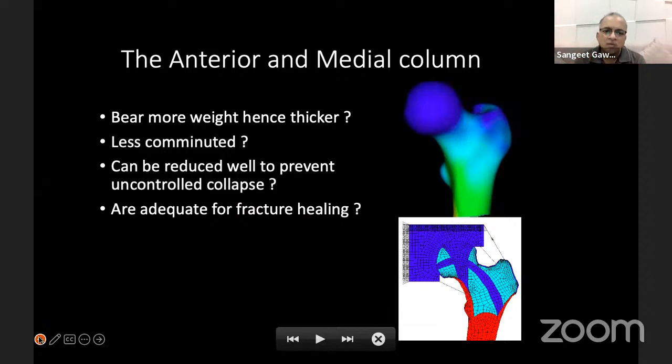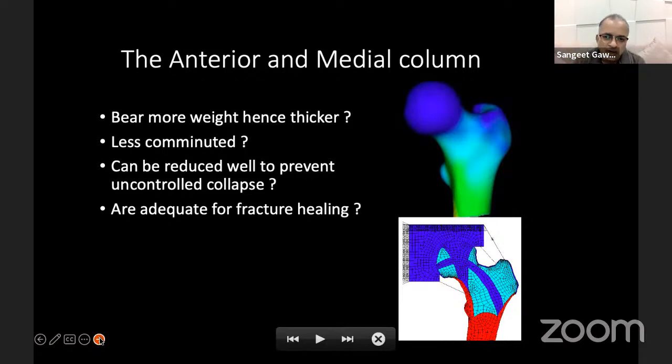Because it bears more weight, hence it is thicker. It is usually less comminuted, and because it is less comminuted, it can be reduced well to prevent uncontrolled collapse. So, is that adequate for fracture healing?